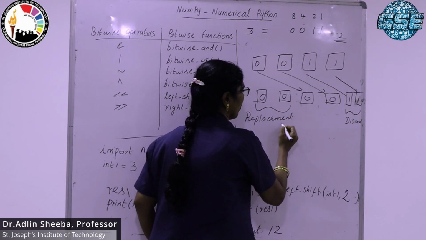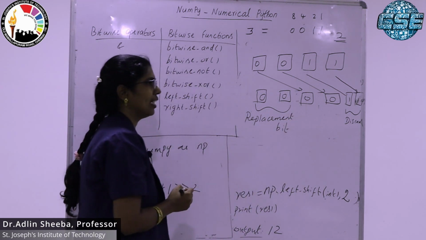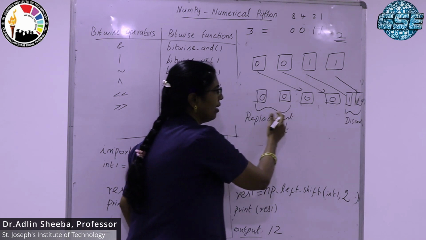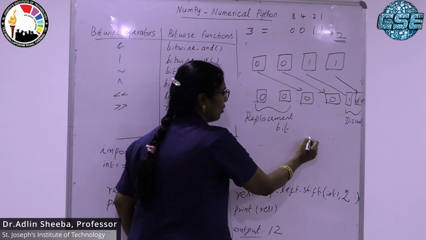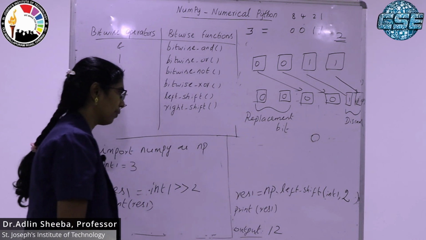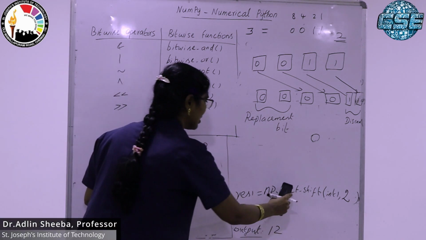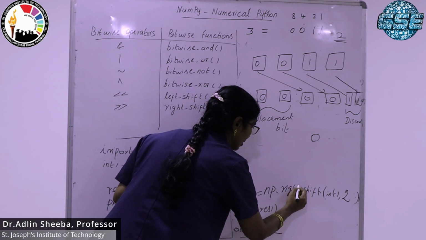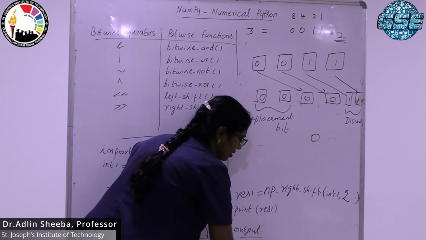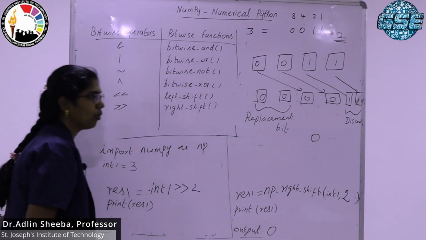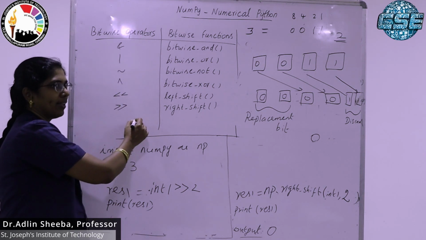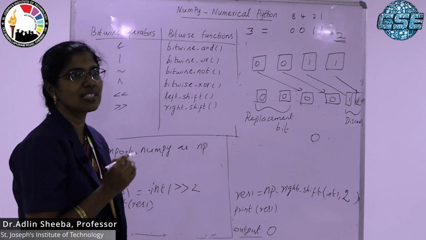Now you see the value, it is 0 0 0 0, because these 2 we have discarded. So the remaining value is 0 0 0. So the output is 0. This is the output of the right shift operation, np.right_shift, and the output is 0. With this we are completing the bitwise operators and the corresponding functions in NumPy.